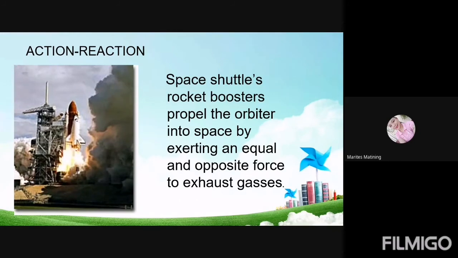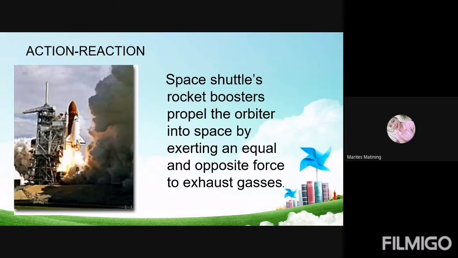Okay, Charis? Mas mabilis po kapag pumalakas. Okay. So, mas mabilis kapag mas malakas, mas mabagal kapag mas mahina. So, the equal force but in an opposite direction.